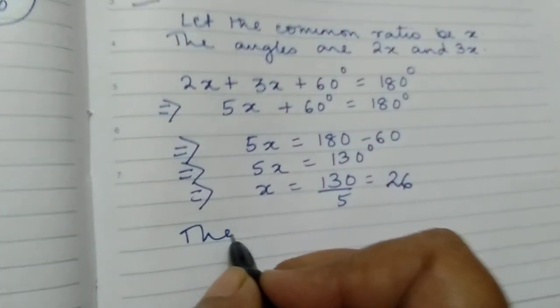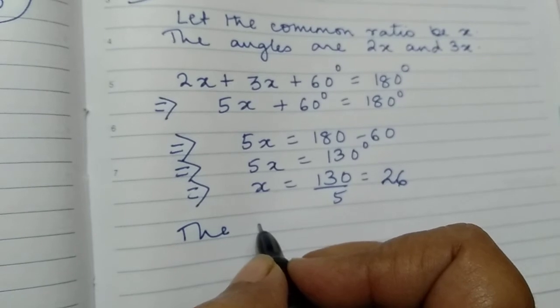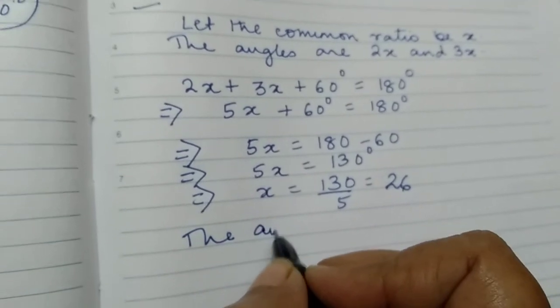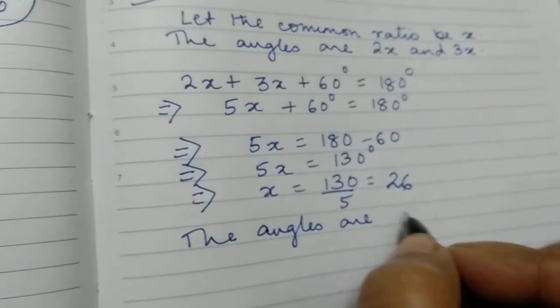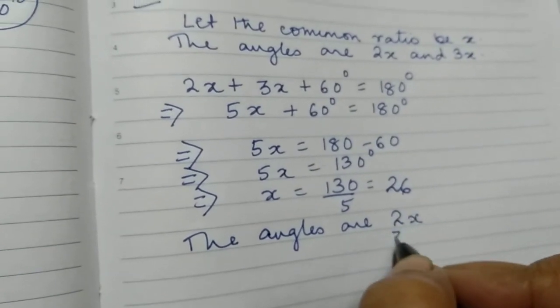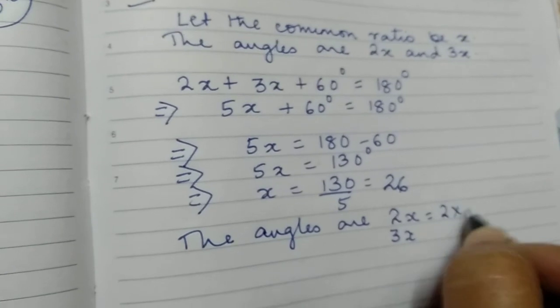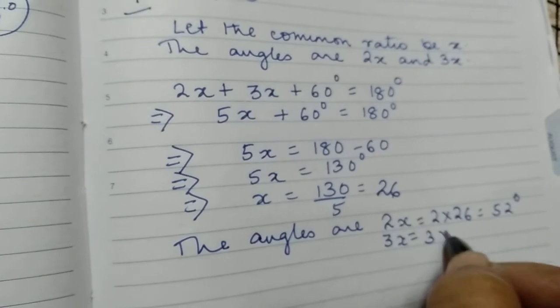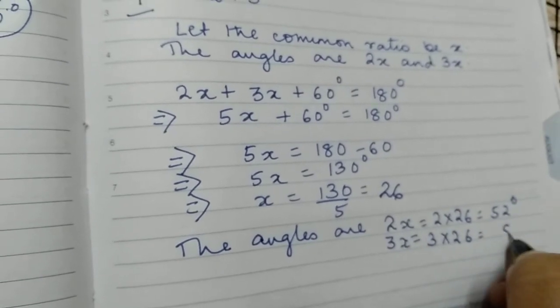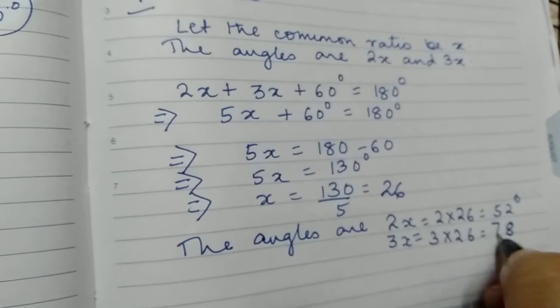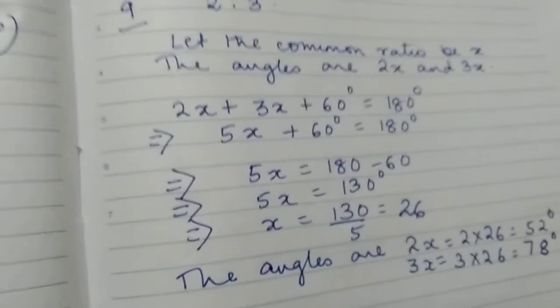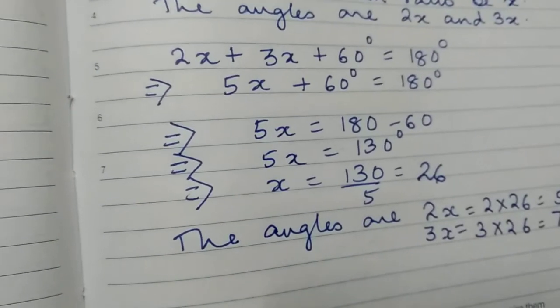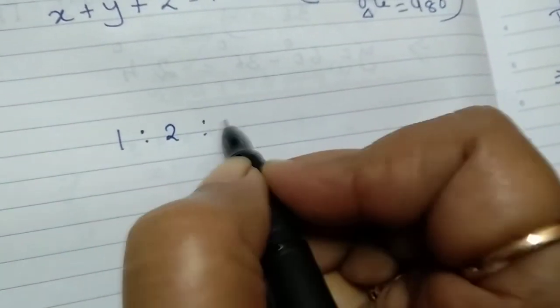26 degree. So you have to find out the angles which are in the ratio of 2:3. Therefore, the angles are, what are the angles? 2x and 3x. 2x means 2 into 26, that is 52 degree, and 3x means 3 into 26, that is 78 degree. Have you understood? Okay.